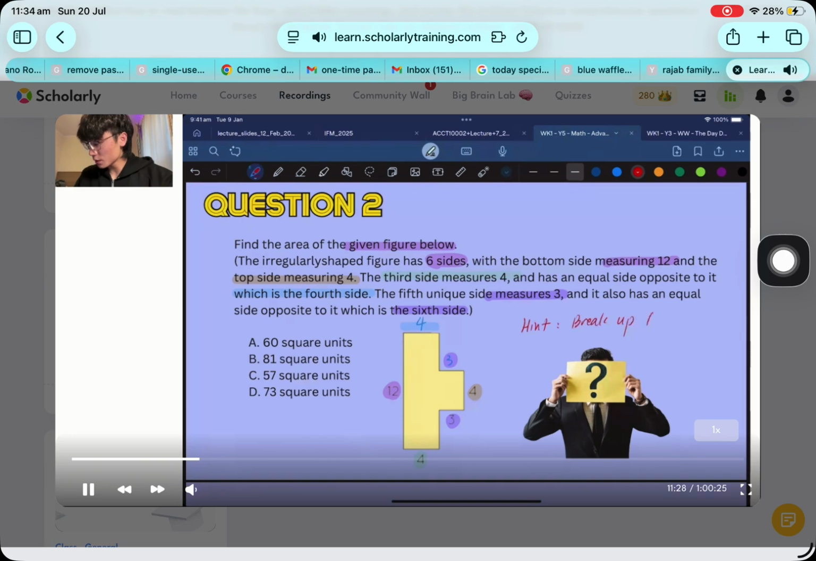Pick up the shape. Class, it's just a bug. It's not a recording, okay, guys?